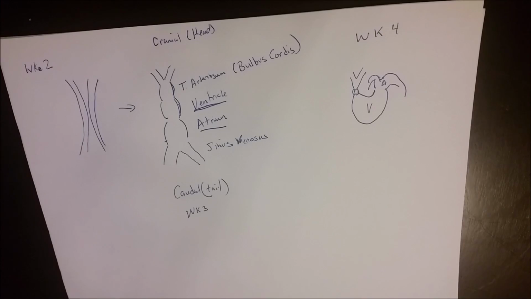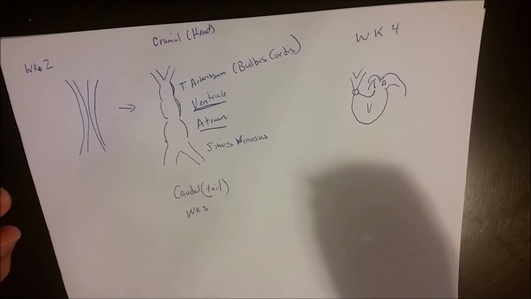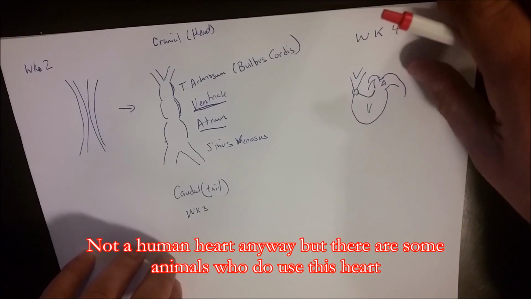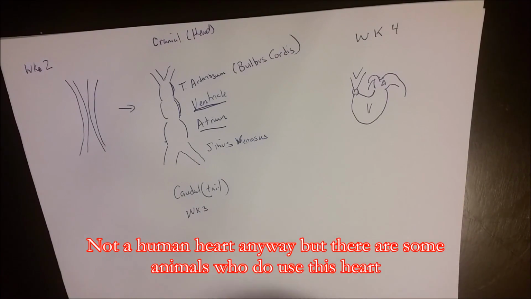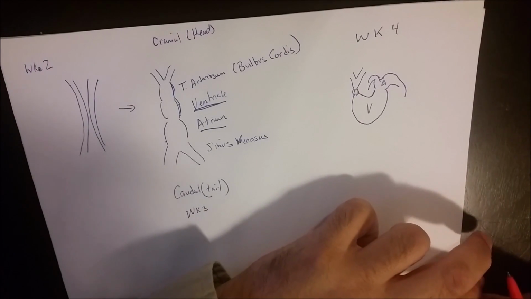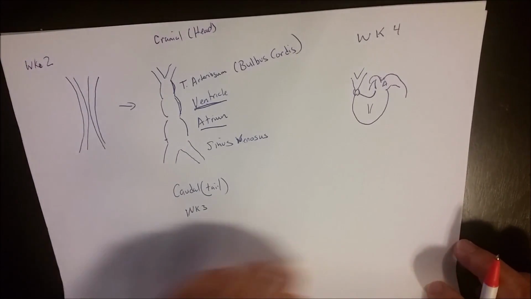Now that's in week 4. We still don't really have a heart. And we move on to week 5. And in week 5, we start having a lot of different things happen. There is another thing I'm going to talk about later, which is the electrical conducting system, which comes from a specialized type of cells, which we have talked about earlier.